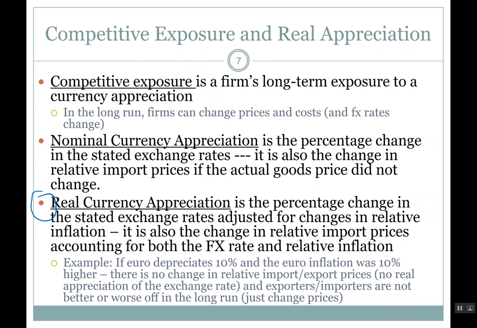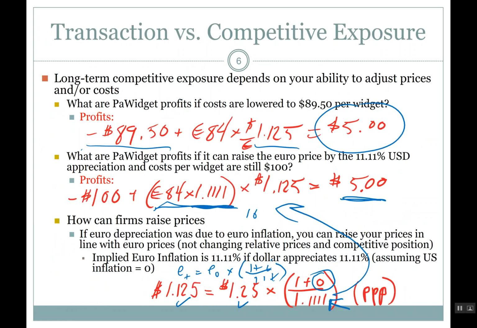And the real appreciation of a currency is the nominal change adjusted for inflation. So it's two things moving, not one. So in this last example, what I'll show you is, yes, there was a nominal devaluation of the euro by 10%. But what I'll show you is there was no real change in the euro. There was no real devaluation of the euro. Therefore, everyone's okay. Just change your prices.